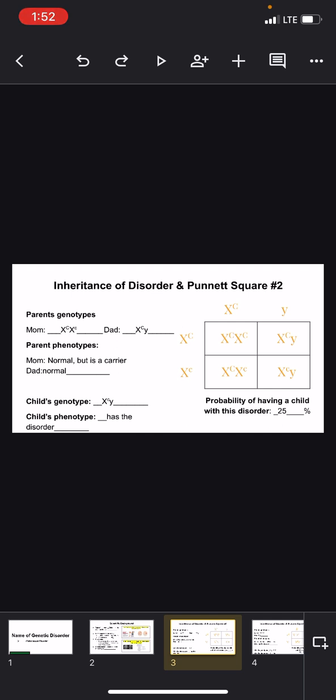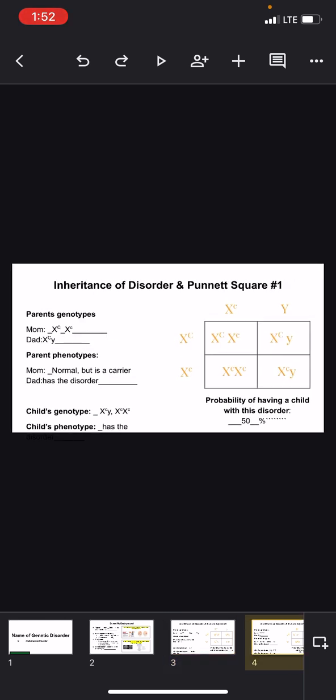The Punnett square on the right shows another possibility for how your child could have inherited the disorder. Looking at this Punnett square, the father has the disorder and the mother is normal, but she is a carrier. This led to your child inheriting the disorder. Based on these genotypes, the probability of your child having this disorder is 50%.